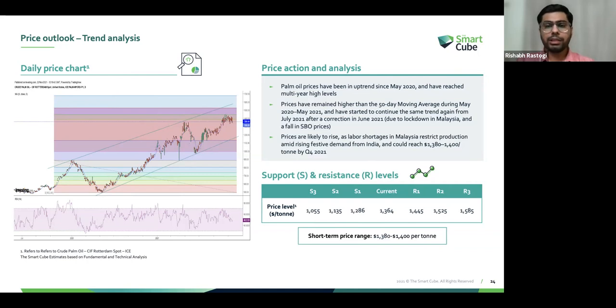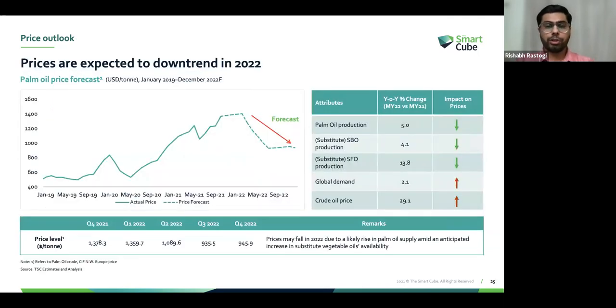Now, having looked at the technical point of view and combining it with our fundamental factors, we project prices to fall in 2022. As visible on your screen, after elevated prices in Q4 and Q1 of 2022, we can expect prices to go down because, as I explained earlier, Malaysia is planning to allow the entry of 32,000 foreign workers into the country next year. So that will have a positive impact on supply. Plus, La Nina may bring more rains, which may be beneficial for palm oil supply.